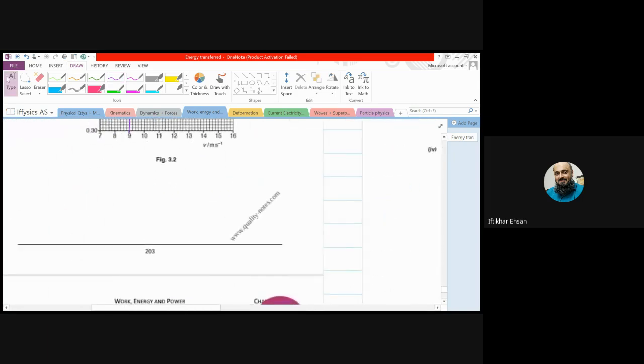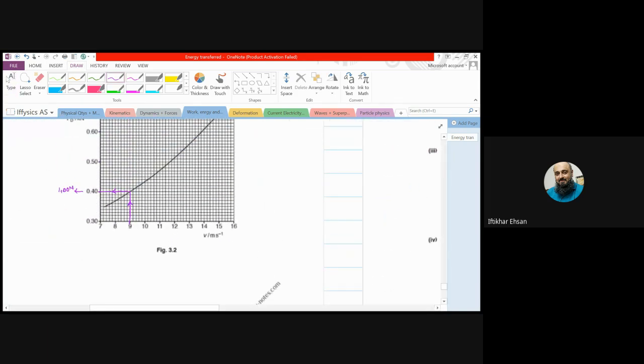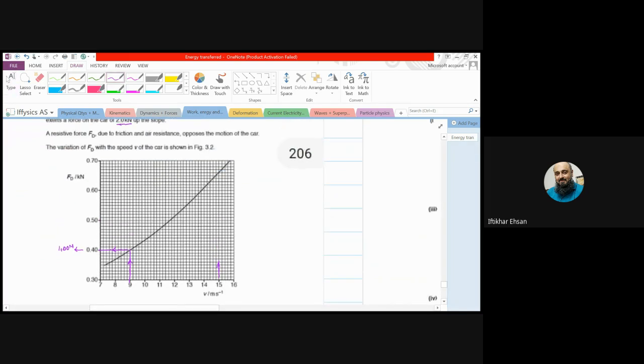So we have something to do. From the graph, we can find the resistive force at 15 meter per second. It will go like that, and it will give this much. And what do you think it is? It is 0.67, and in kilonewton, so it is going to be 670.